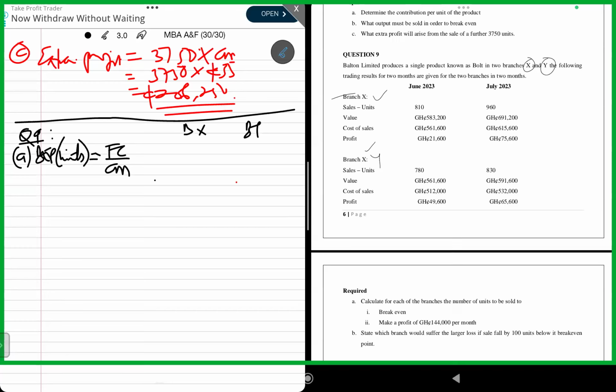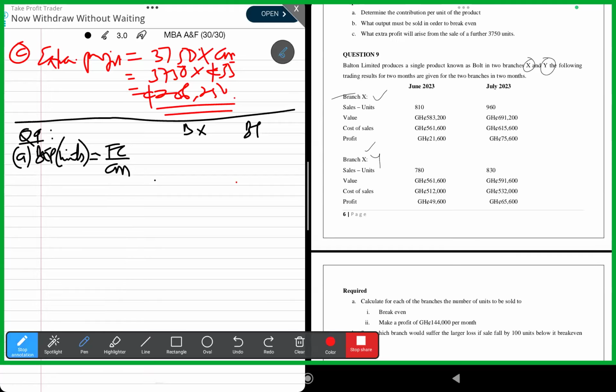In the question, were we given fixed costs? No, we were not. So our duty would be to go and find a fixed cost. How do we find it? Watch. It says Bolton Limited produces a single product. So these sales unit figures are the same as the production units. They produce 810, they sell 810.